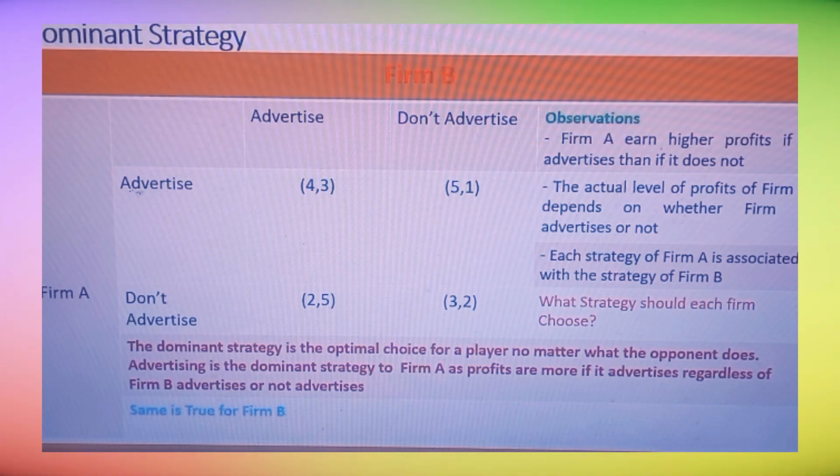Same is the case with firm A. So a dominant strategy is one where a player will have an optimal strategy no matter what the competitor does. So advertising is the dominant strategy for firm A, as profits are more if it advertises, regardless of whether firm B advertises or does not advertise.